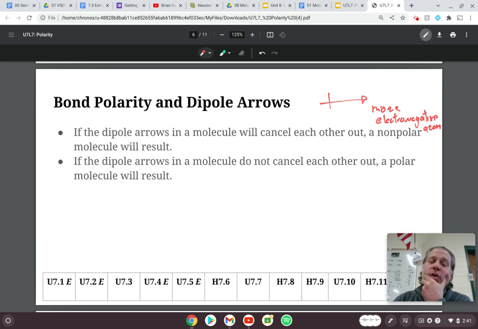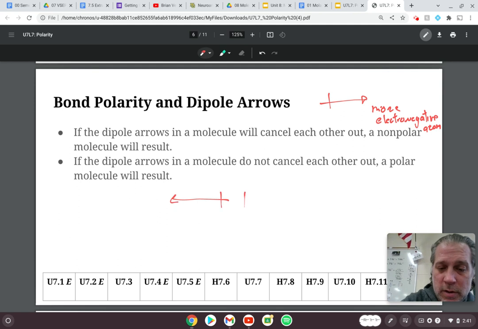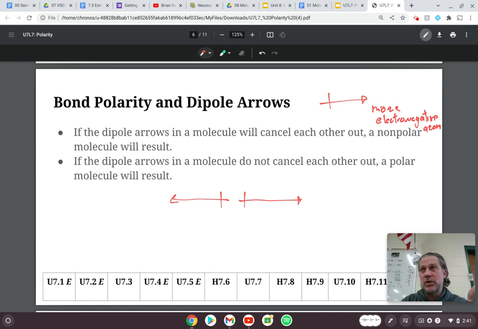If the molecule itself has dipole arrows that are in opposite directions, so something like this, and they're basically the same size, then they can cancel each other out. It's the equivalent of taking two cars with the exact same engine and the exact same torque and specs and all that other stuff, tying them together and flooring it and having them drive in opposite directions.